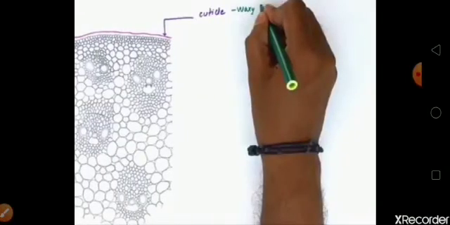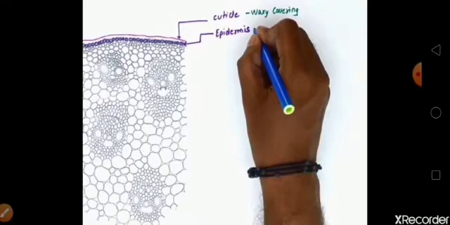Here we have certain regions called zones, where the first is the epidermis, next you have sclerenchyma cells, then you have ground tissue and then vascular bundle. The first layer is the cuticle. So cuticle is a waxy covering. Here in the case of monocot stem, it is thick.